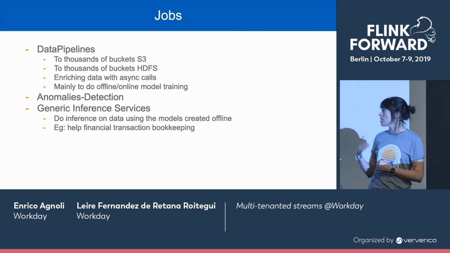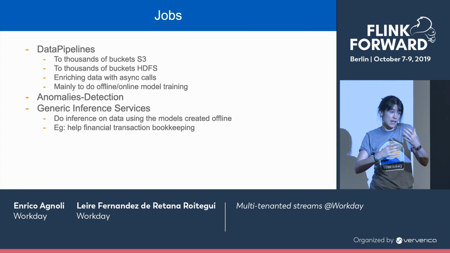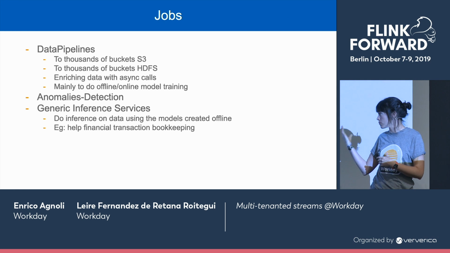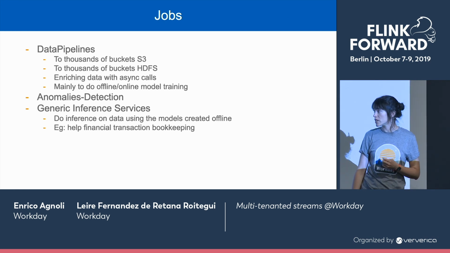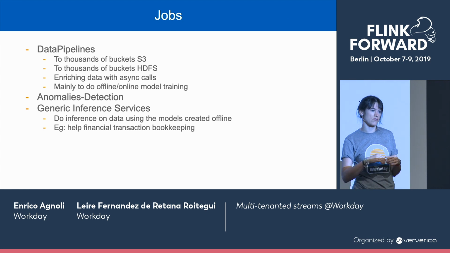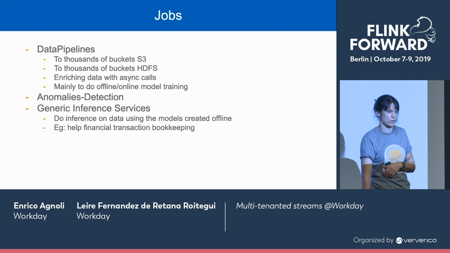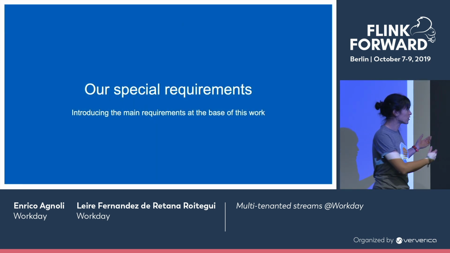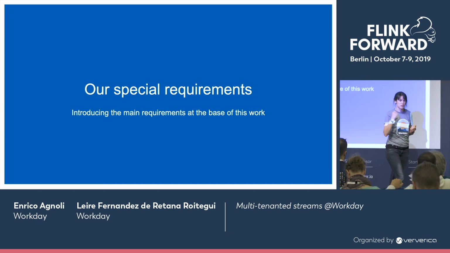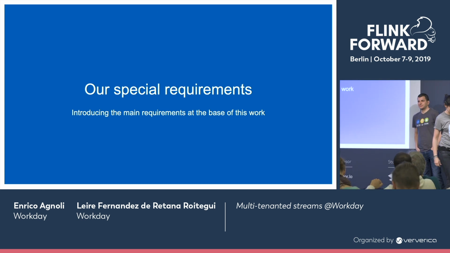So this means that we're just going to get that data and do some inference on it using some offline models. For example, bookkeeping for financial transactions, which means if there is a transaction that is missing or corrupted, we can identify those. And all that said, I'm going to leave it to Enrico to explain why we had to scratch our heads a little bit more than usual for this.